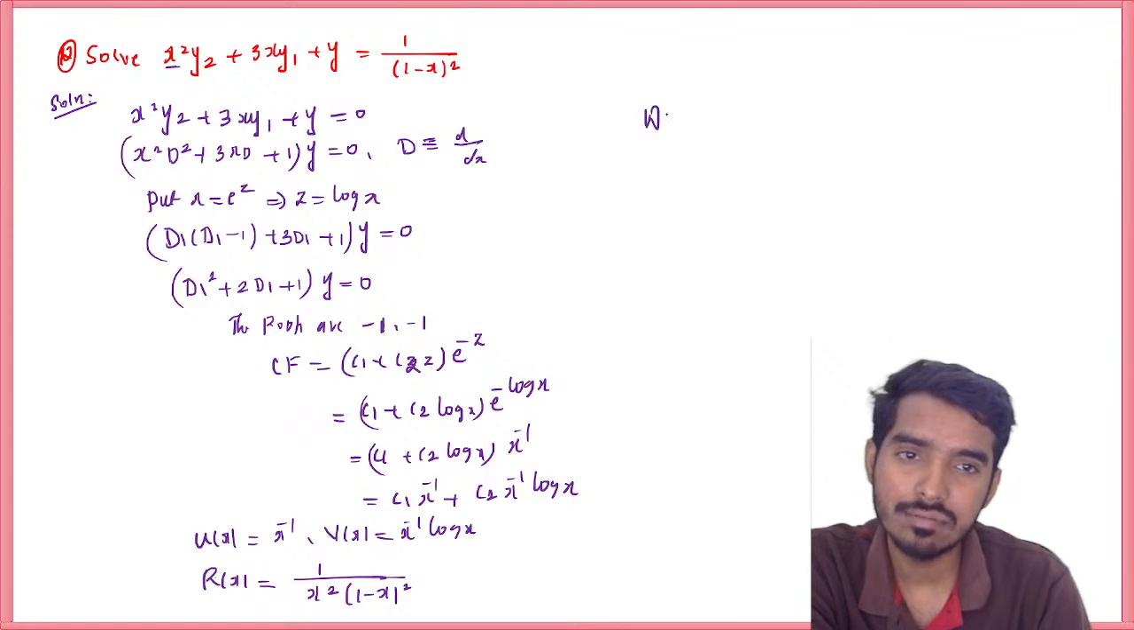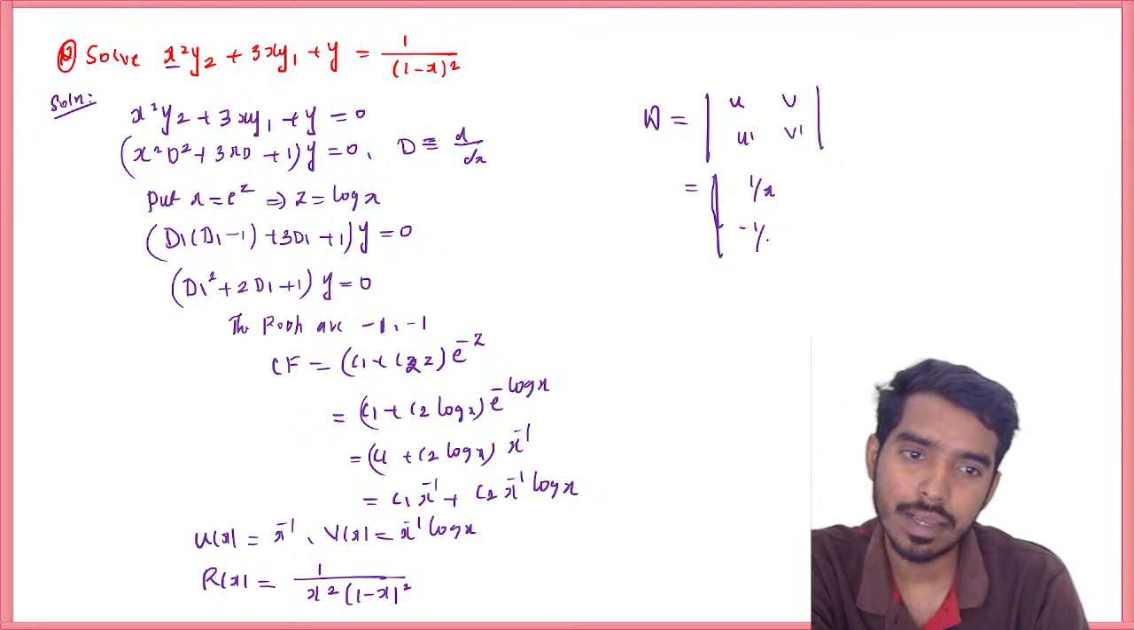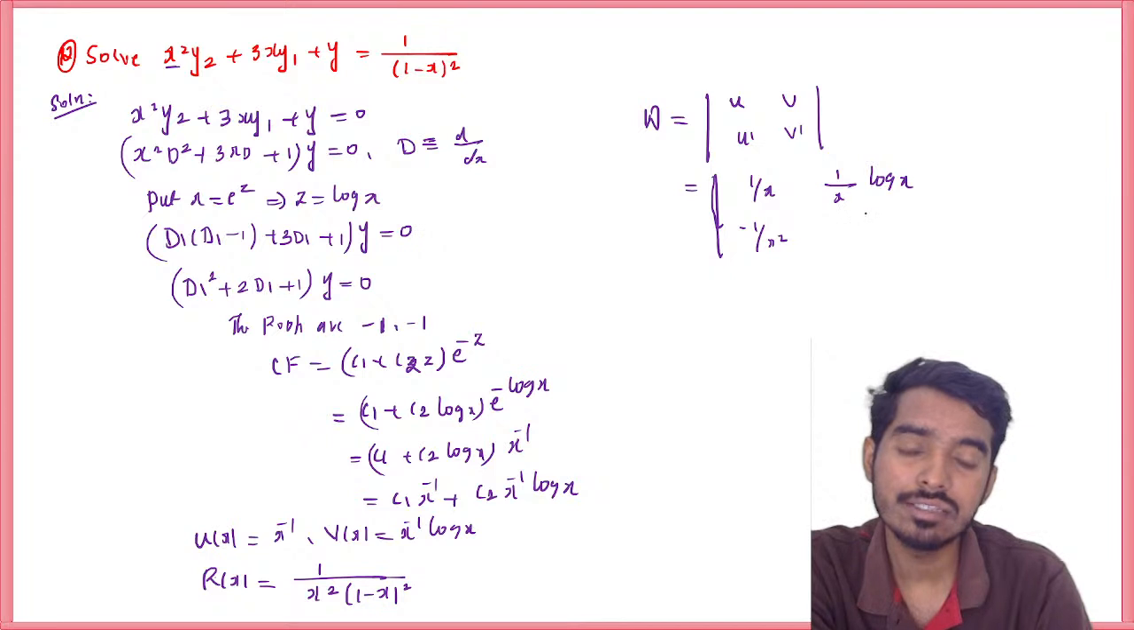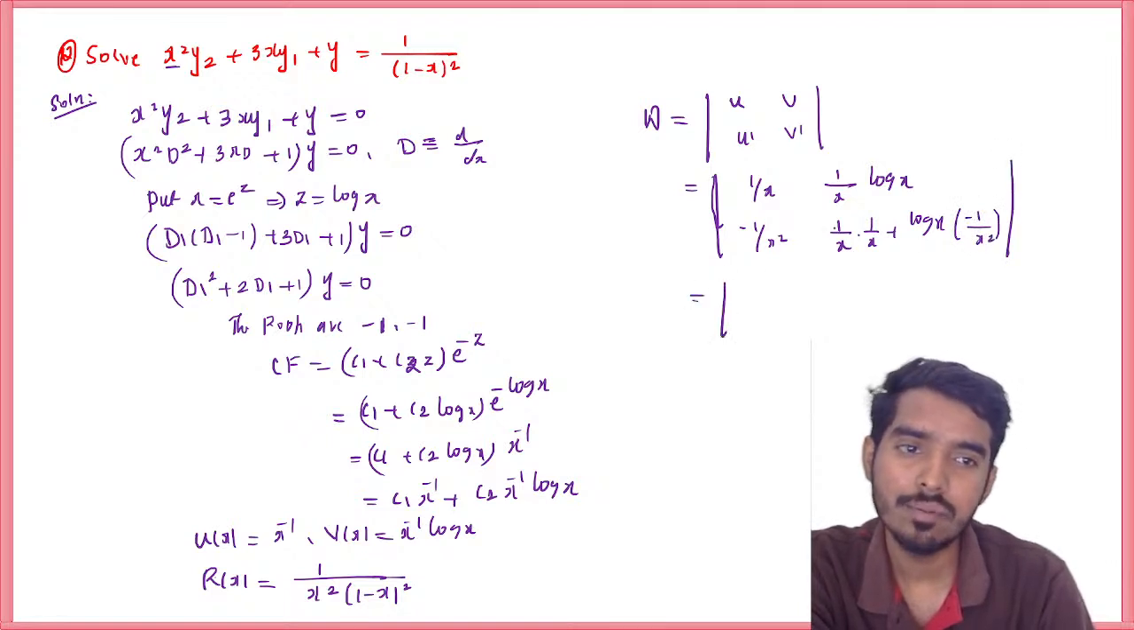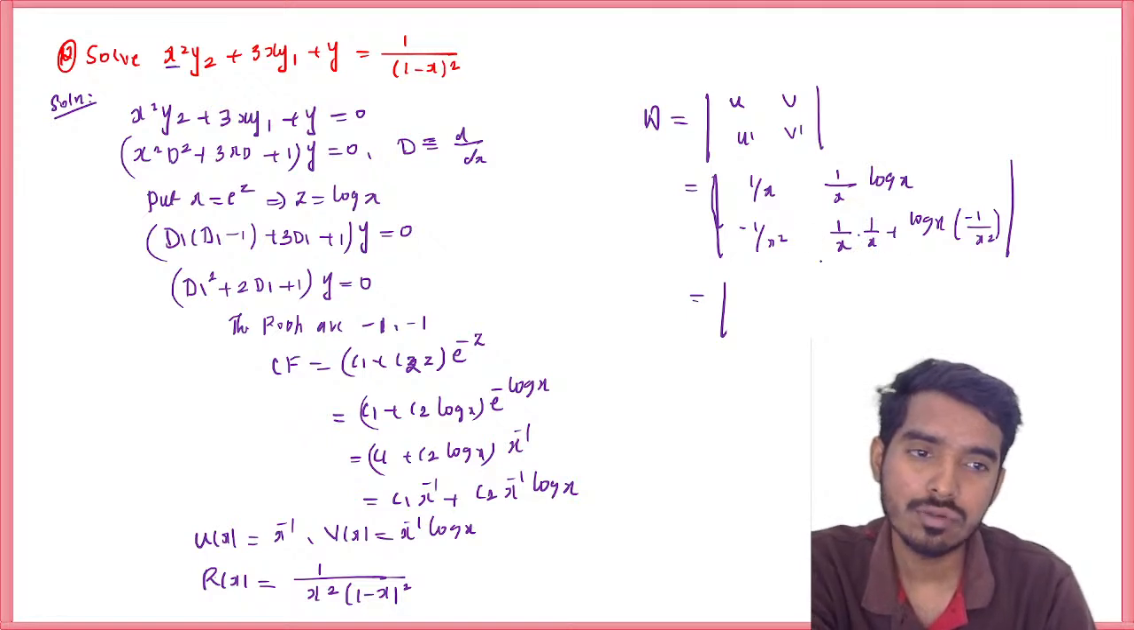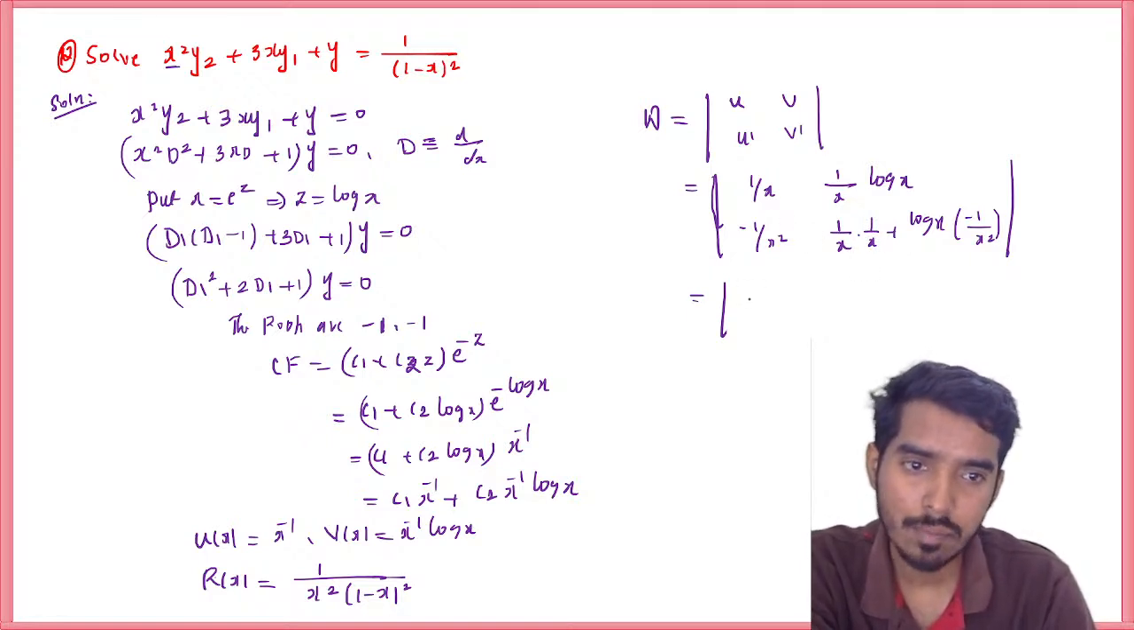What is your Wronskian? We need u dash. So u is 1 by x, so its derivative is minus 1 by x square. v is 1 by x log x. Its derivative, apply the UV method, product rule: 1 by x, derivative of log x is 1 by x, plus log x, derivative of 1 by x is minus 1 by x square. So 1 by x square, right? This is 1 by x cube.